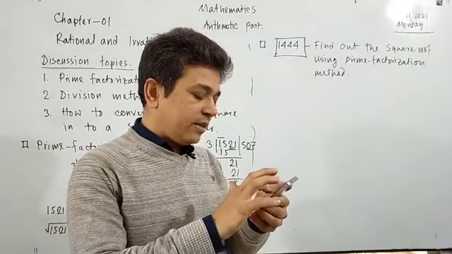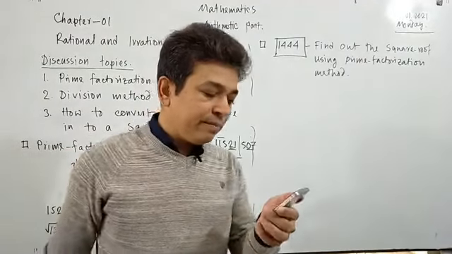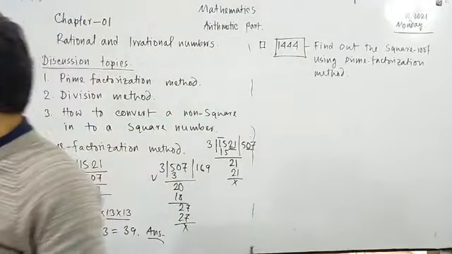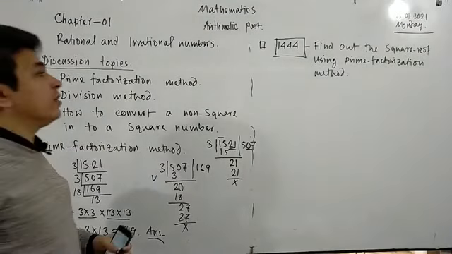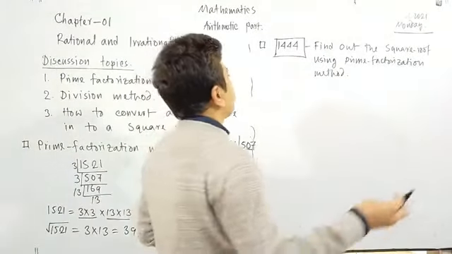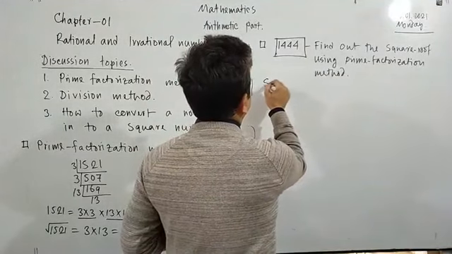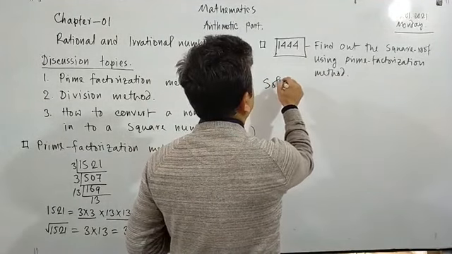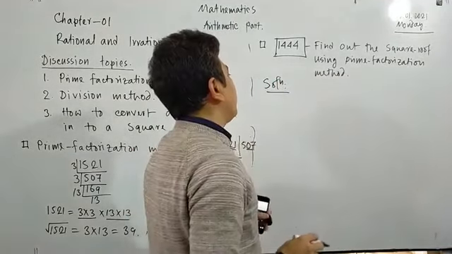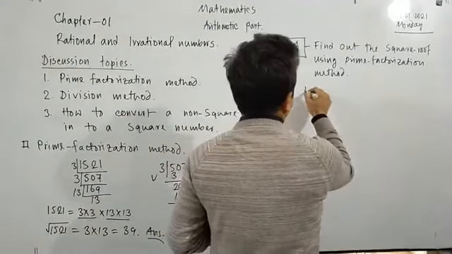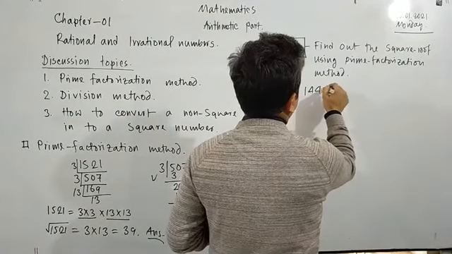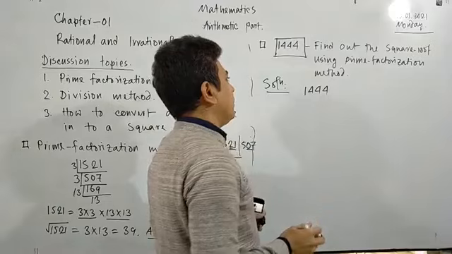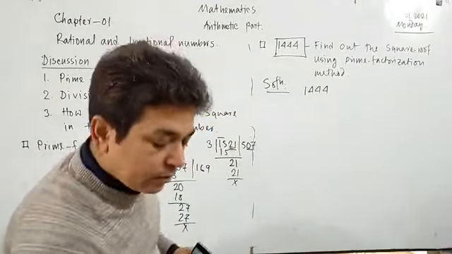So let's say 38. More than 50 students have written 38. So let's start to solve it. Solution: look at how I solve it. 144. We are using the prime factorization method.